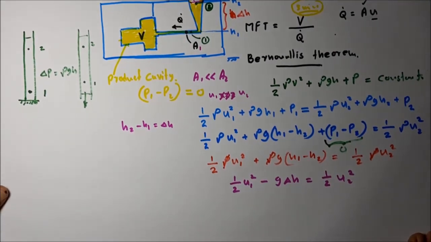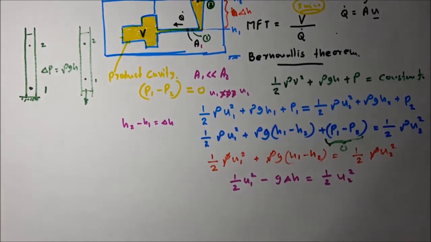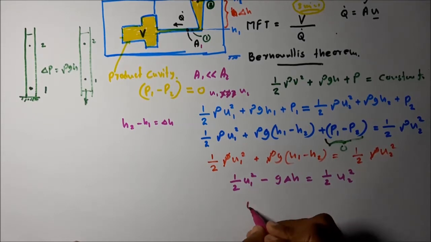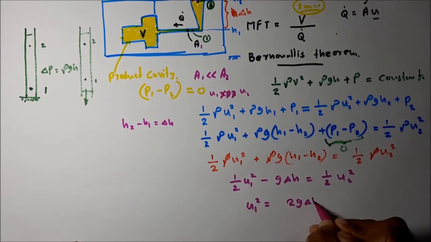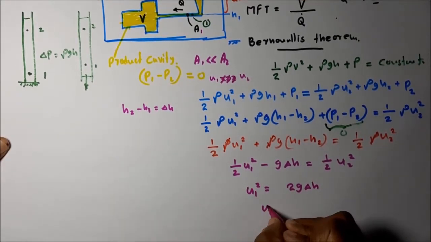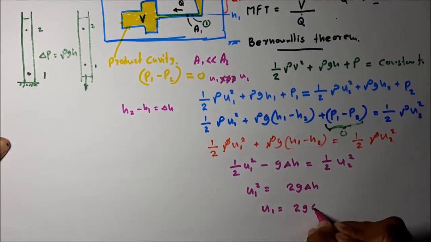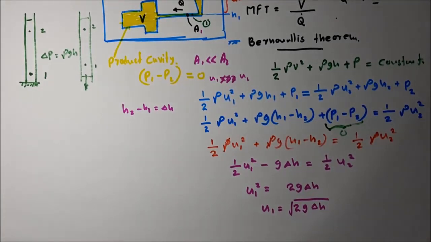You may remember in your A level, you may take the reservoir velocity as 0 when applying Bernoulli's theorem. So we are going to equate this one to 0. Then the equation is reduced to u1 square is equal to 2g delta h. Okay, then you can easily calculate the u1. u1 is equal to the square root of 2g delta h.